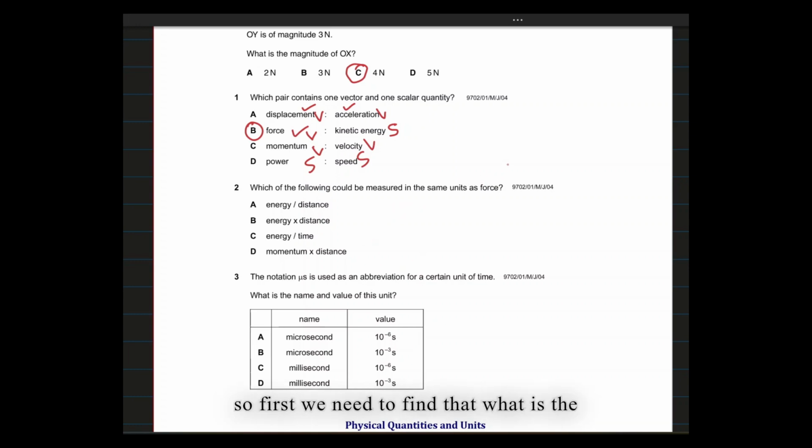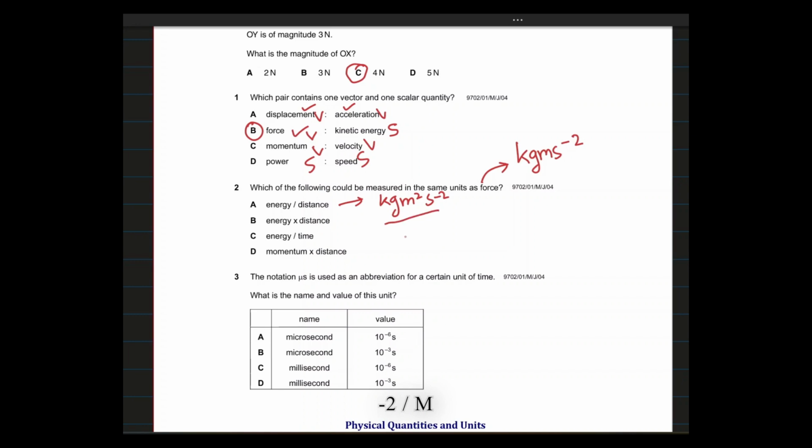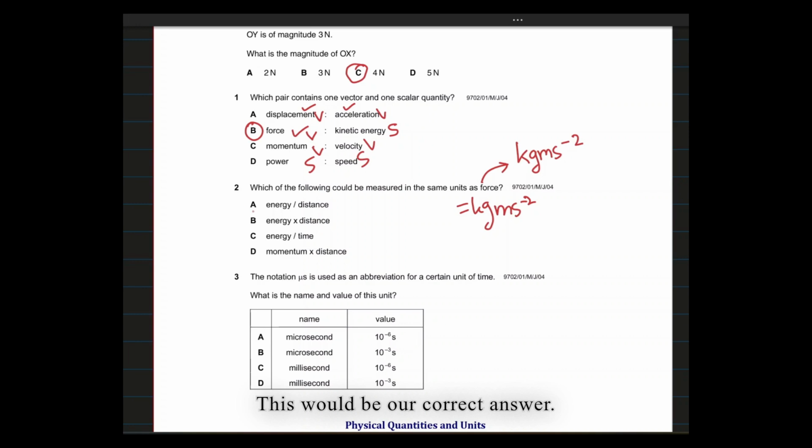Which of the following could be measured in the same units as force? First we need to find the unit of force, that is kg m s minus 2. That is from F equal to ma, the formula I have derived from. So we need to check which of the following has the same unit as above. Energy divided by distance: energy unit is kg m square s minus 2 divided by m. So our first option is the correct one. It has exactly the same SI base unit as force.